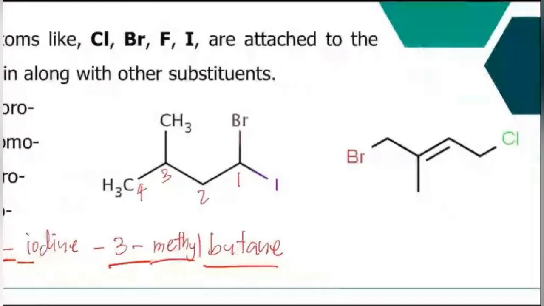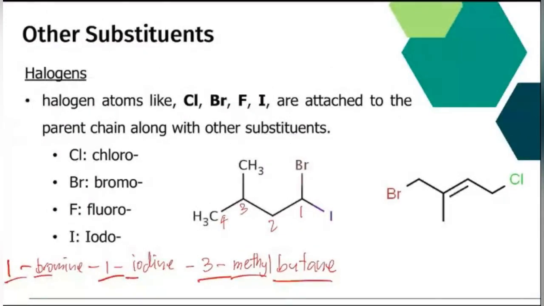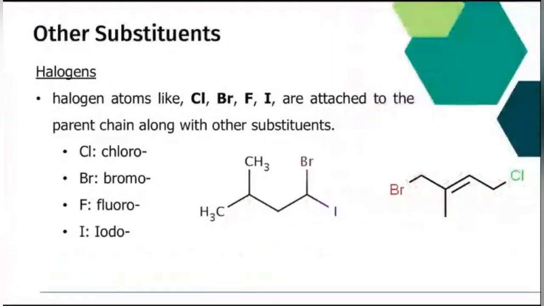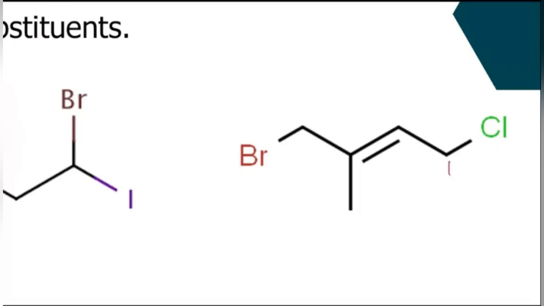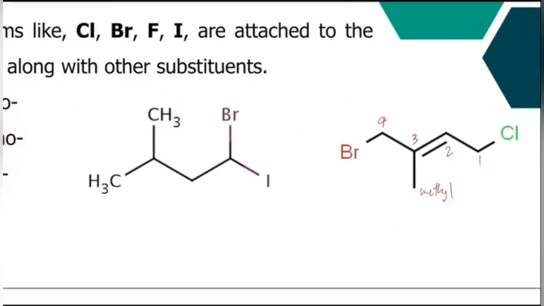Another example here, longest chain will be the chain containing the double bond, which is this one. So we have here carbon 1, carbon 2, carbon 3, and carbon 4. This is methyl, bromine, and chlorine. So arrange them in alphabetical order. So the name of the longest chain is still butene. I'll delete the text so that we have it clear. So carbon 1, 2, 3, 4. This is methyl. So longest chain name is butene.